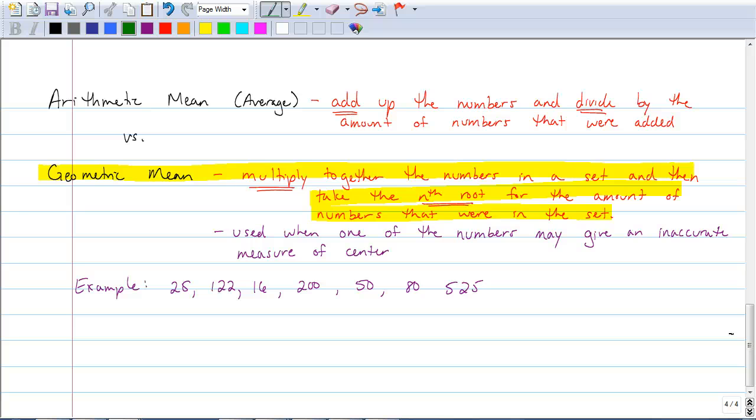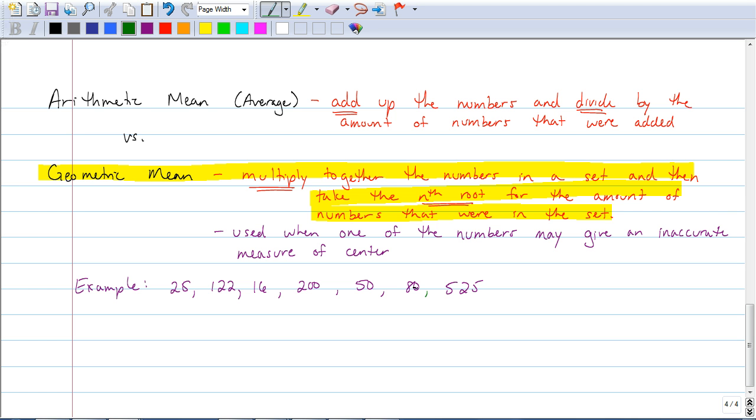But the problem with that is you sometimes see examples like the one in purple here, where we have a number like 525 that's way off from the rest of the crowd. You call that an outlier. Well, in a situation like that, that's where we want to use the geometric mean.